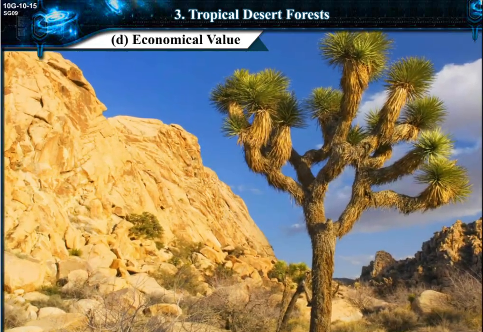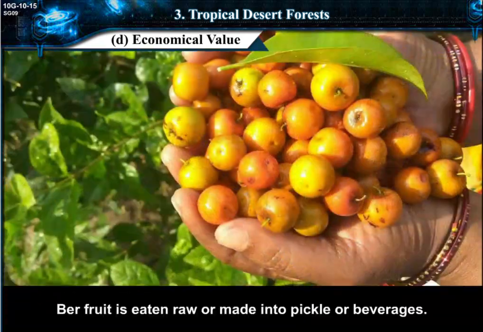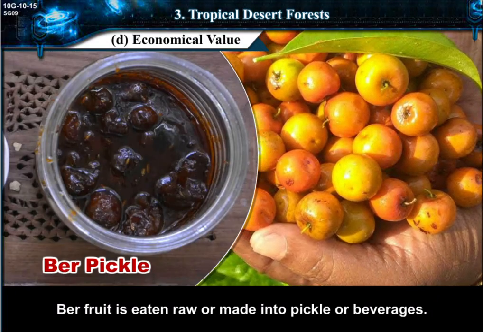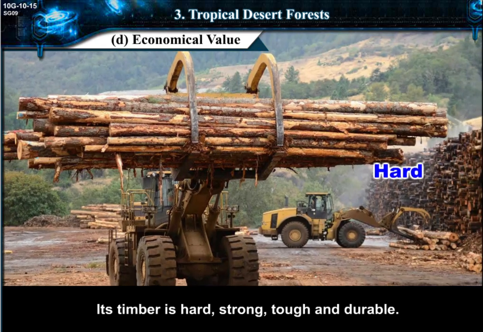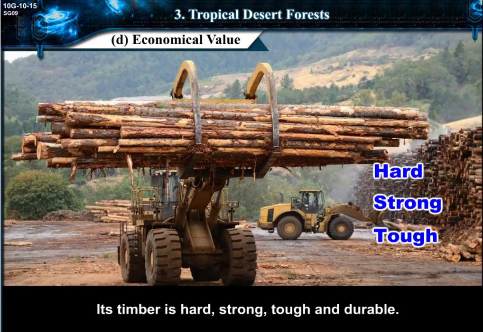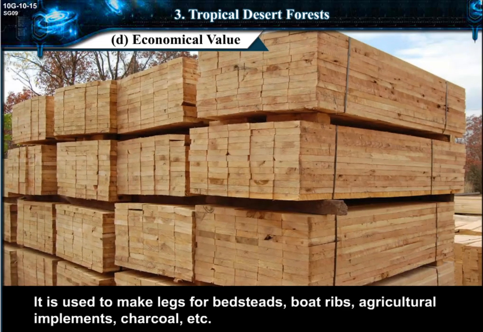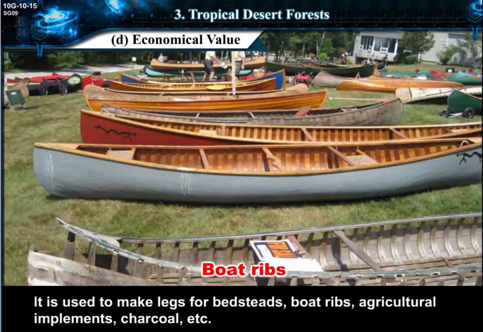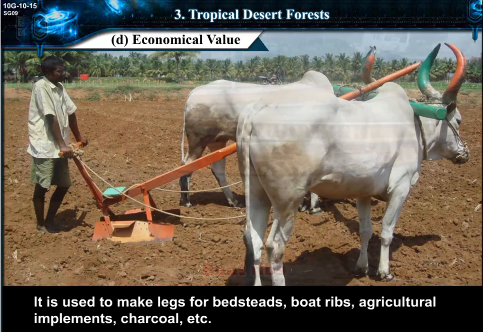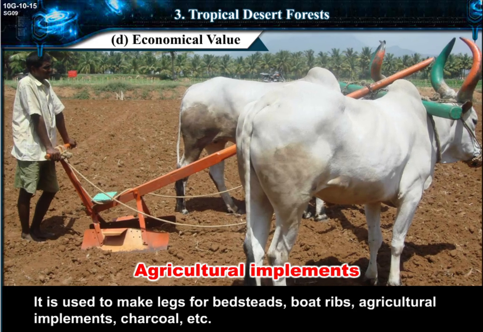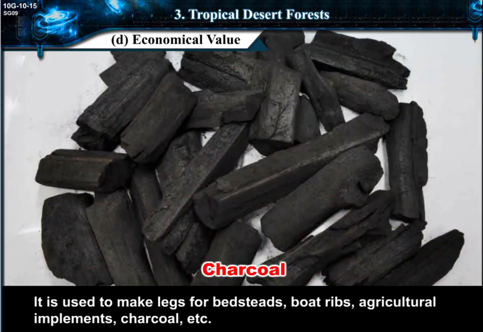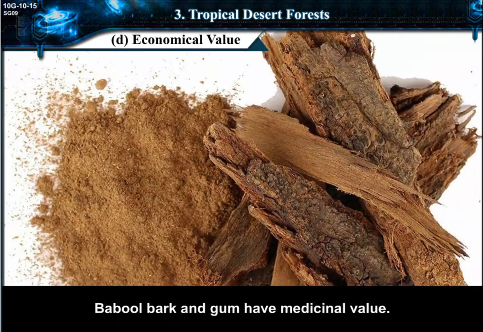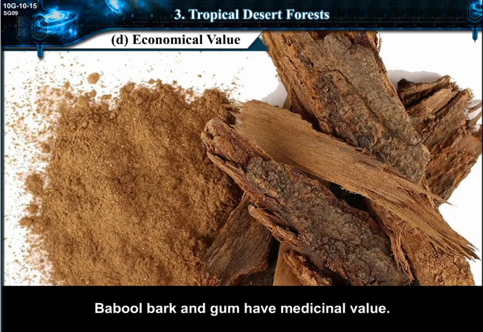D. Economical value. Ber fruit is eaten raw or made into pickle or beverages. Its timber is hard, strong, tough, and durable. It is used to make legs for bedsteads, boat ribs, agricultural implements, charcoal, etc. Babool bark and gum have medicinal value.